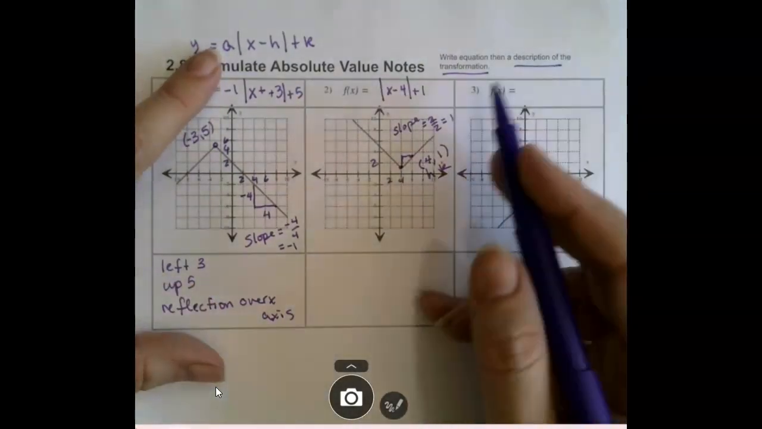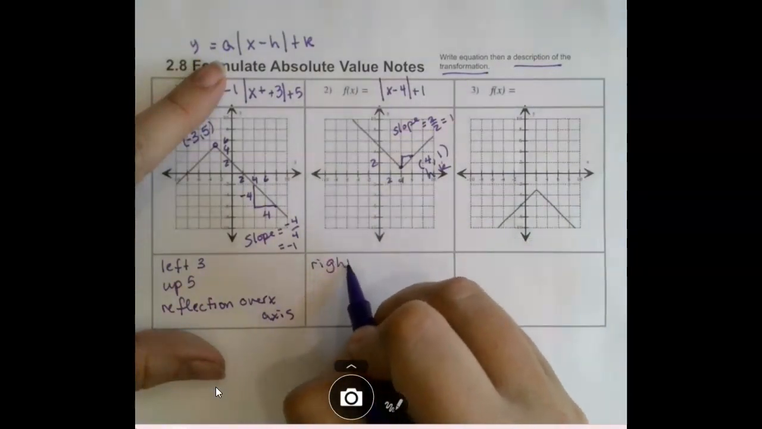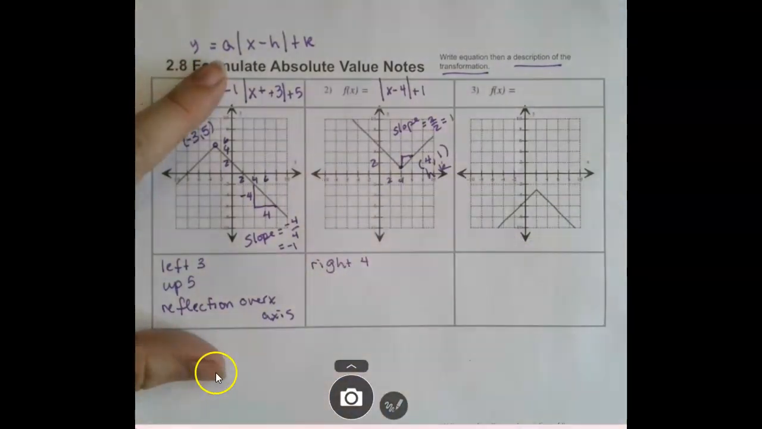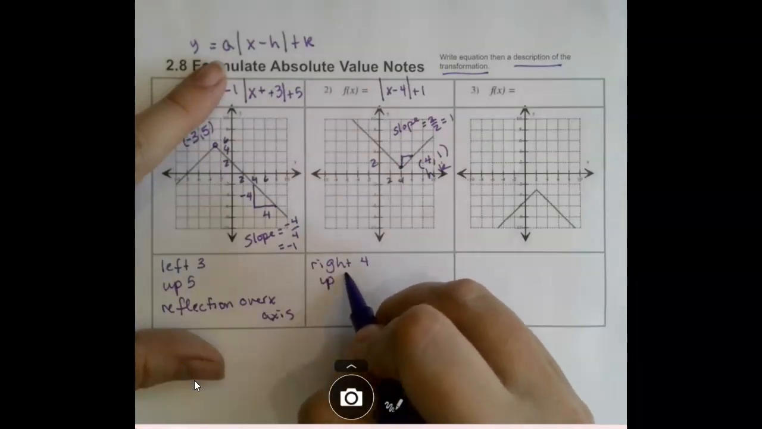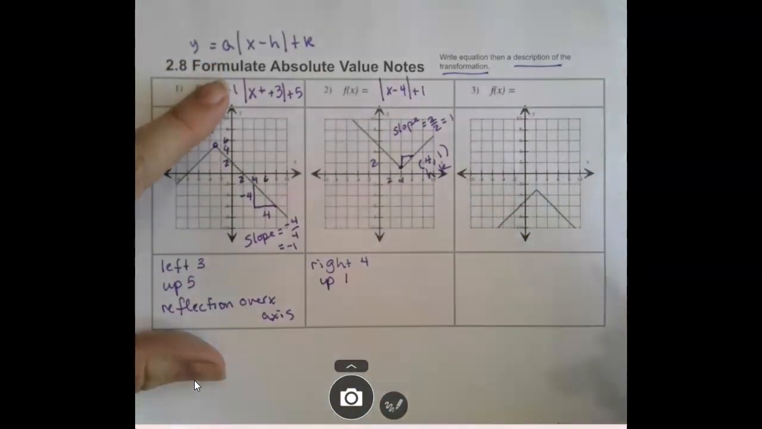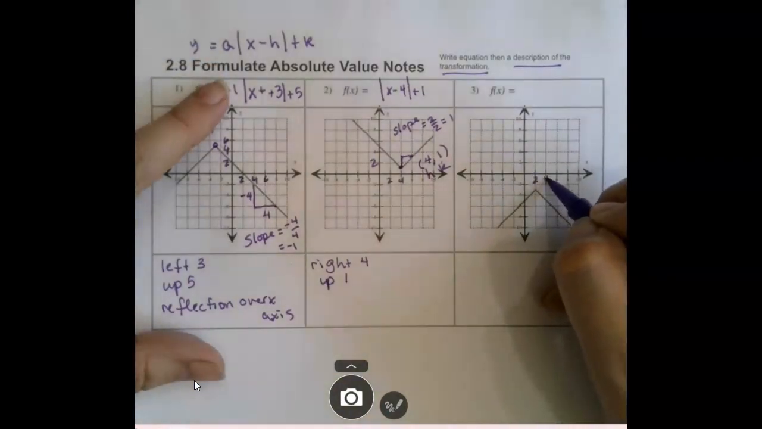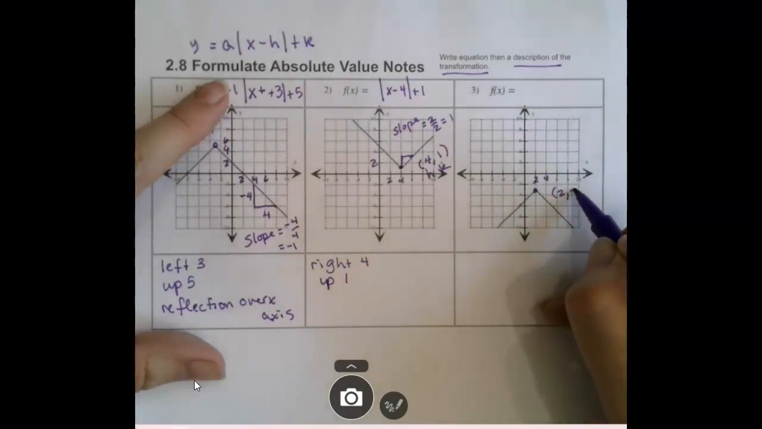Let's write our transformation. Well, it's right 4, up 1, and there's no reflection. All right, my next one. Remember, this is 2 and 4. So my vertex here is at 2 and -3.